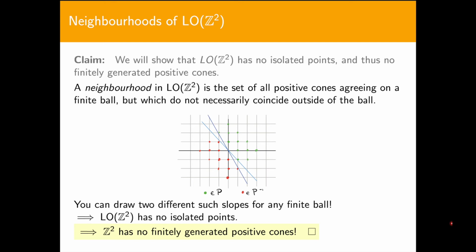Now, this picture is highly non-unique to this ball of radius 4, right? Because for any radius, I can find two slopes, thus two different positive cones, which agree on a ball of that radius. And so for any neighborhood of L of Z squared, I can find at least two different positive cones in it. Well, that means that L of Z squared has no isolated points, and thus Z squared has no finitely generated positive cones.